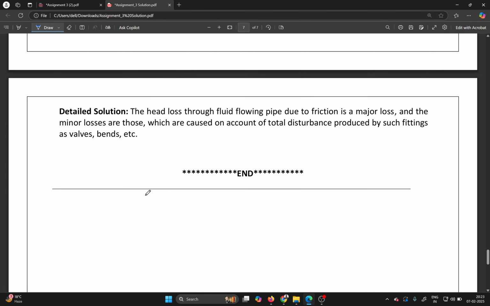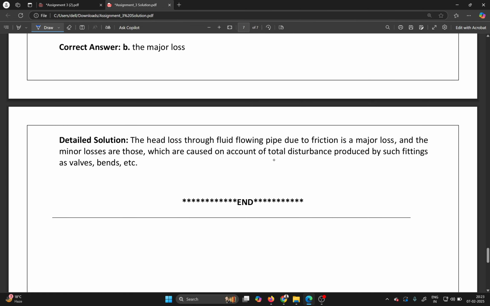Here it is also written that the head loss through a fluid flowing pipe due to friction is major loss, and the minor losses are those caused on account of total disturbance produced by fittings, valves, bends, etc., sudden contraction or enlargement. So like that.